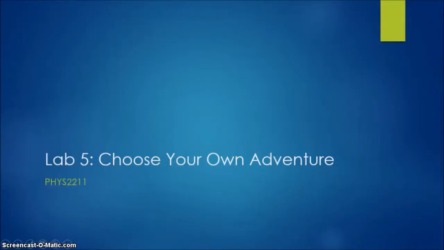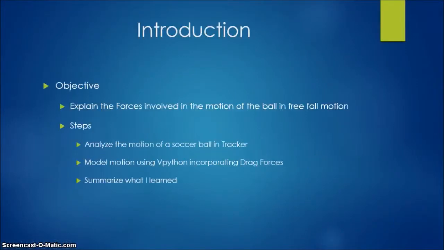For our final lab in physics, we were able to choose our own adventure. I chose to explain the forces involved in the motion of a ball in free fall. The steps I took were: I took a video of a soccer ball, I analyzed the motion of the soccer ball in Tracker, I modeled the motion using VPython incorporating drag forces, and at the end I'll summarize what I learned from this lab.